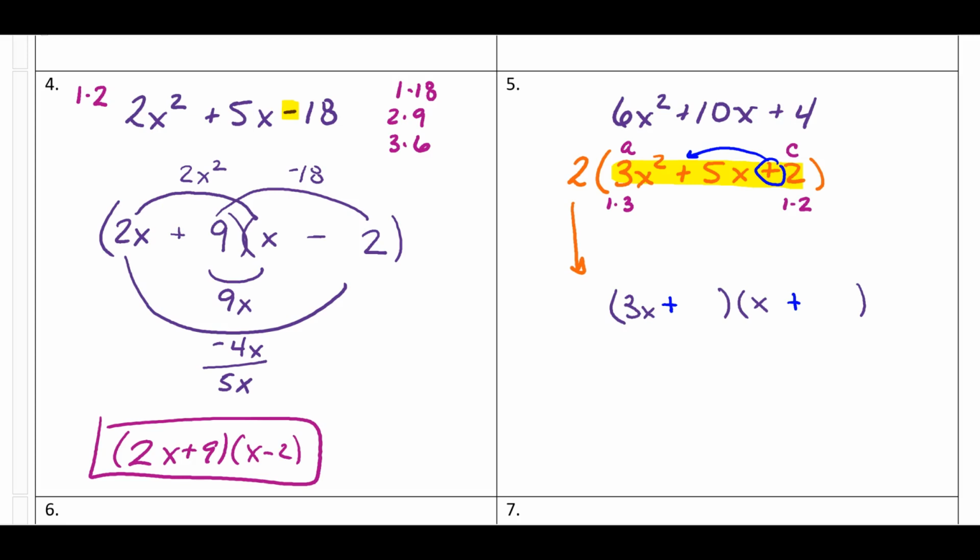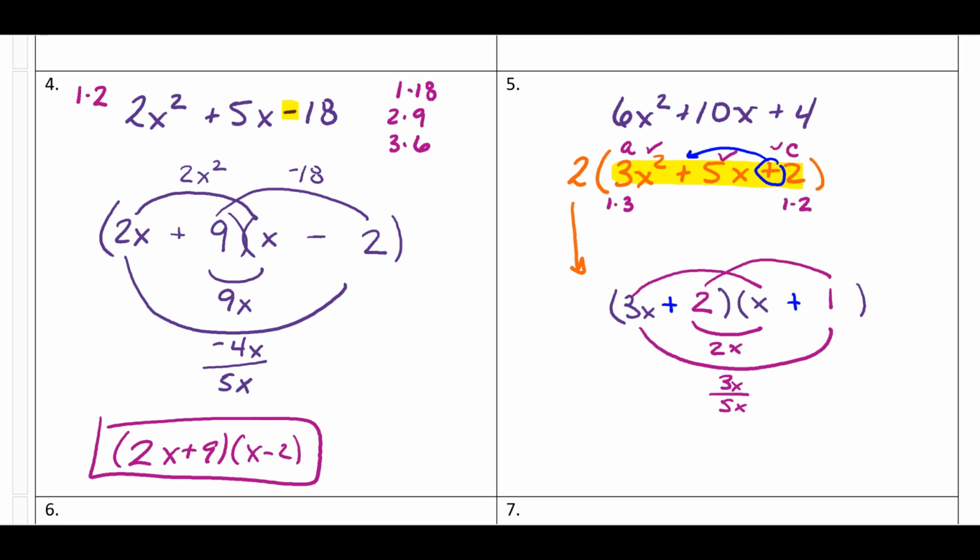You can either think ahead and think, okay, if I put a 2 here, that's going to give me a 6x, or you can plug it in and multiply it out. So I'm going to put my 2 here and my 1 here, because if I think ahead, that's going to give me 2x, and that's going to give me 3x, which equals 5x. So I know I have my 5x. 3x times x is 3x squared, and 2 times 1 is 2.